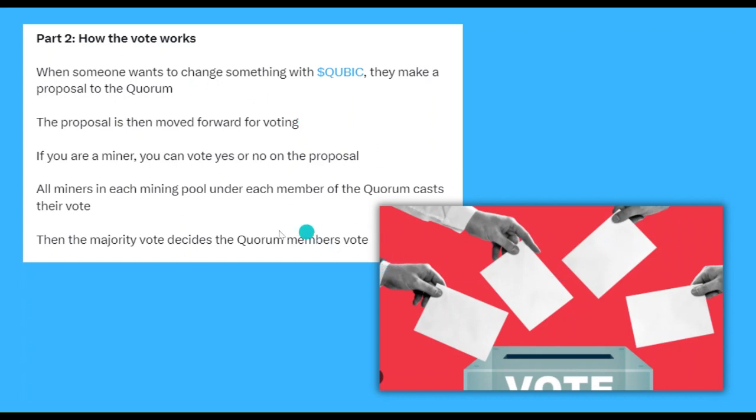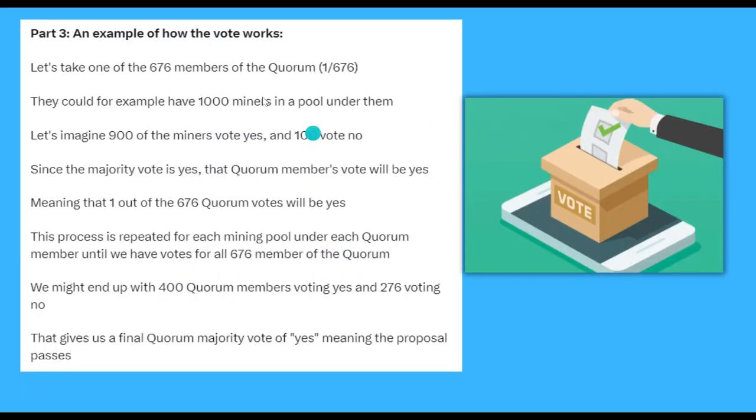But anyway, everyone's voted at this point, so all miners that are willing to vote have voted by the deadline, and then in each pool, those miners' yes and no votes are totted up, and the majority in each pool decides the quorum member's vote. So this is a good example of how the vote works. Let's take one of the 676 members of the quorum, so just one in 676. They could, for example, have 1,000 miners in the pool under them. So let's imagine 900 of the miners vote yes and 100 vote no.